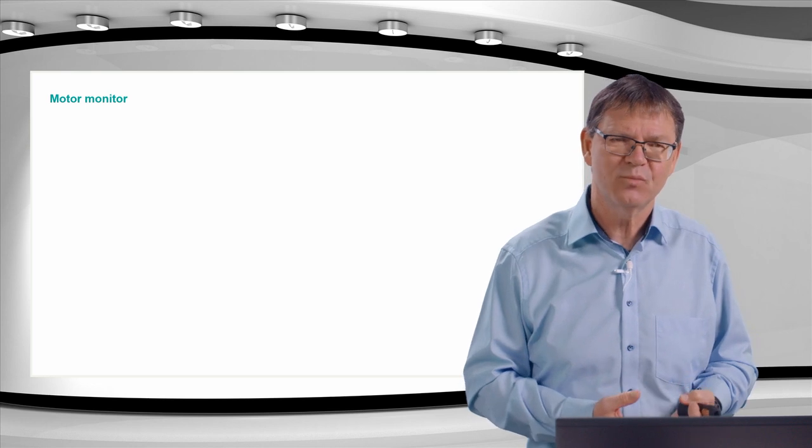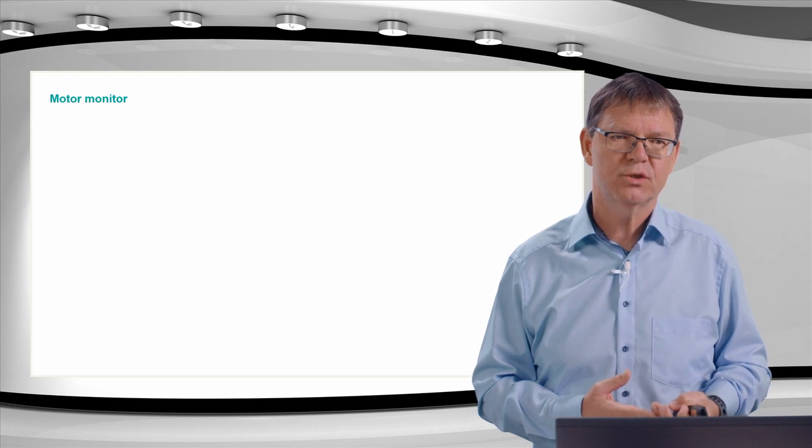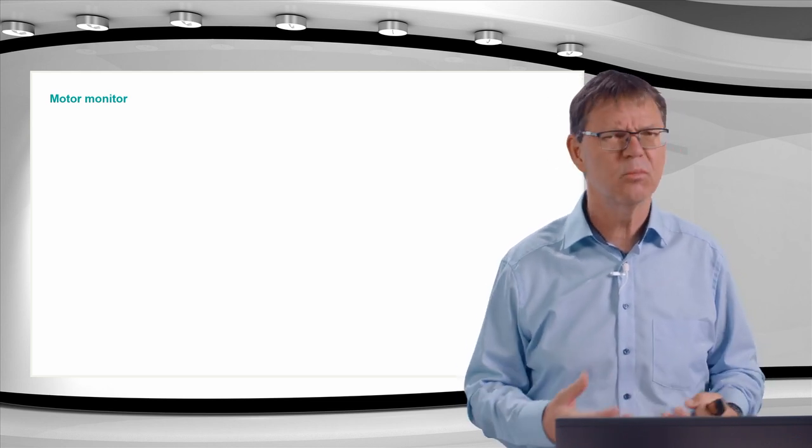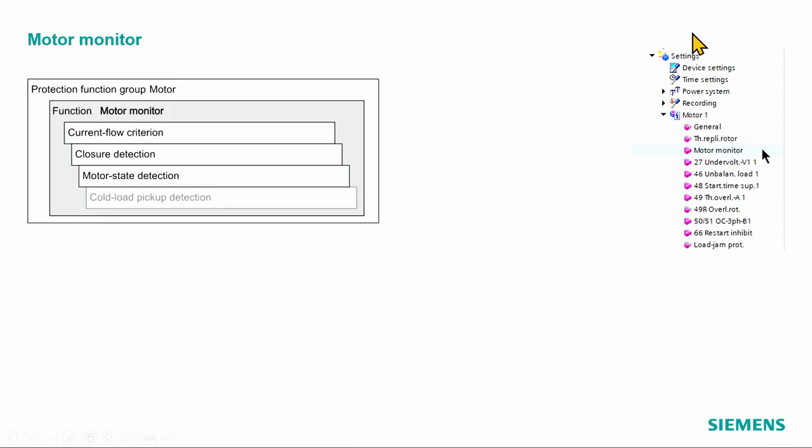The motor monitor. Motor monitor is a kind of additional functionality software which verifies in which state the motor is basically. We see it here in our hierarchical tree in the Dixie. Here is the function group motor, and there is one function, motor monitor, which you cannot delete because it is necessary for that function. The same with the thermal replica rotor, which we discuss in the next slides. And here we see what belongs to this motor monitor. Basically, what is interesting for us is the current flow criterion, the closure detection, and the motor state detection.